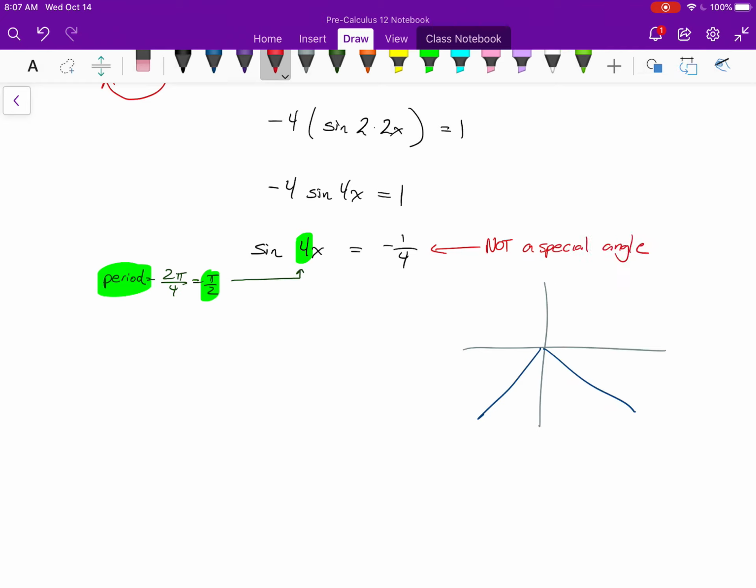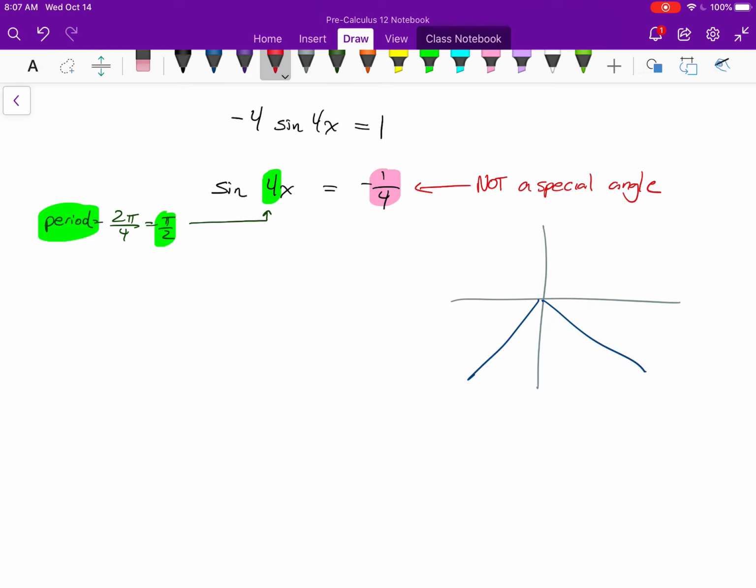So I know that sine is negative in these 2 quadrants. I don't know the reference angle. For the reference angle, I don't really care about the negative anymore. I just care about the 1/4. So where does sine equal 1/4? Again, I never asked us to memorize that, so I want to use my calculator. And so I want to use the inverse sine of 1/4, and I'm going to type this into my calculator.